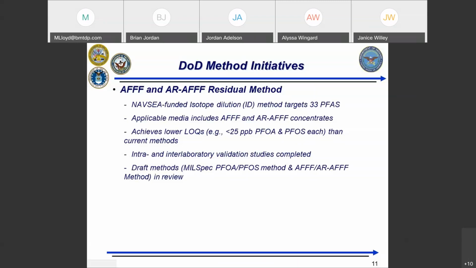That limit is less than 800 ppb PFOA and 800 ppb PFAS. The method validation effort validated a method designed to achieve lower limits of quantitation for 33 PFAS, including PFOA and PFAS, in AFFF and alcohol-resistant AFFF concentrates. It is very similar to the 1600 series method and can achieve a limit of quantitation of 25 ppb or less for most analytes. Inter and intra-laboratory validation studies have been completed, and the method is currently in review. This method will be required to demonstrate compliance to the future revision of the MIL specs for AFFF.